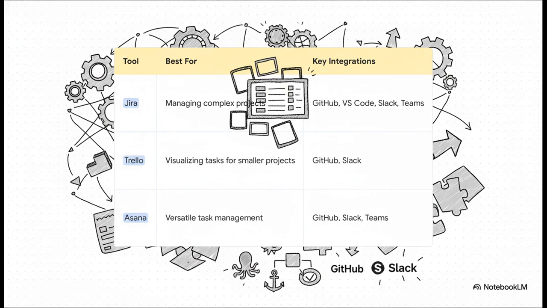For those big, complex projects, you've got a powerhouse like Jira. If you've got a smaller team that loves a really simple visual way of working, Trello is fantastic. And a tool like Asana often hits that perfect sweet spot right in the middle. But the key thing here is that they all integrate with the tools you're already using, like GitHub and Slack, to create a really seamless workflow.